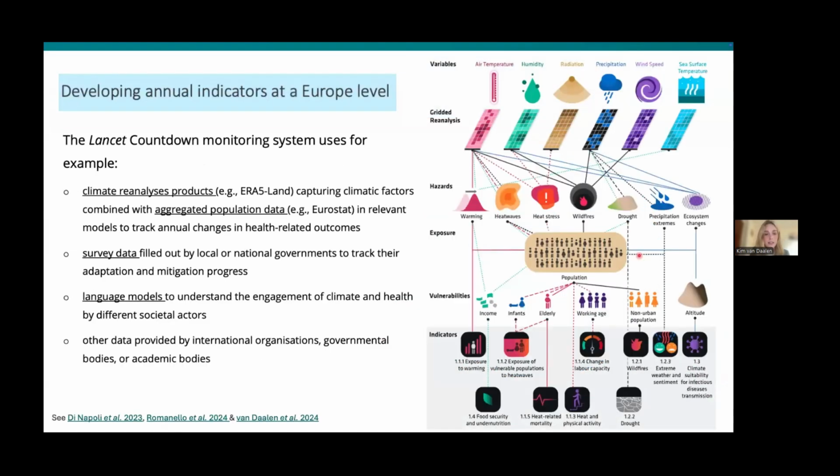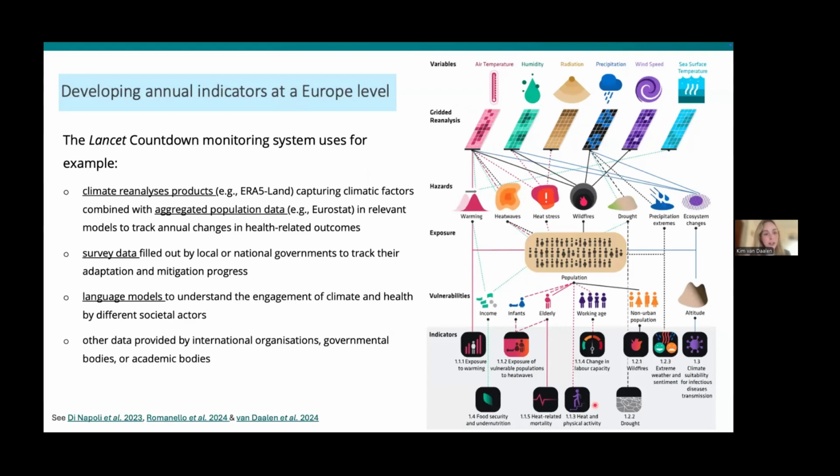When we think about indicator development, there are different data sources that we're using to generate these indicators. So some of the examples are listed here. When we think about the indicators in Team 1, a lot of them use climate reanalysis products, which is a combination of observational data combined with short-range weather forecasts, and that is then rerun with modern weather forecasting models. So in simple words, it is capturing different climatic factors such as air temperature, humidity, radiation, precipitation, and wind speed. And this is then combined with aggregated population data, put into relevant models, and in that way we can create a range of different impact indicators.